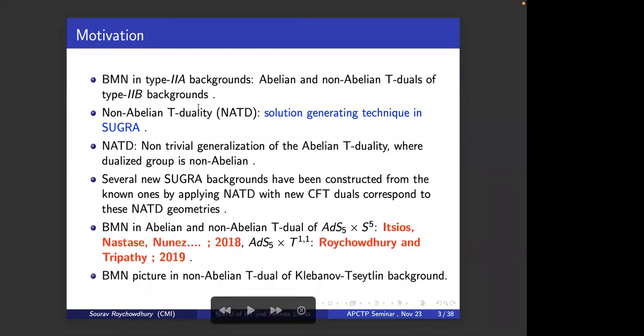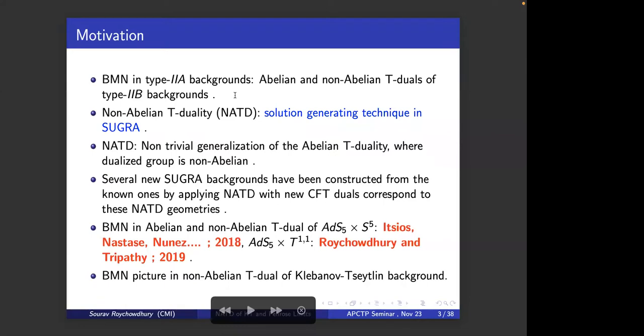However, very recently, people have generalized the work by Buscher and Hassan for the abelian case. Now people have generalized the ideas for non-abelian isometry. This means if your background admits some non-abelian isometry like SU2 or SU3, one can generalize the abelian idea and generate a new solution. This is the main theme of non-abelian T-duality, and one can generate the non-abelian T-dual solution.